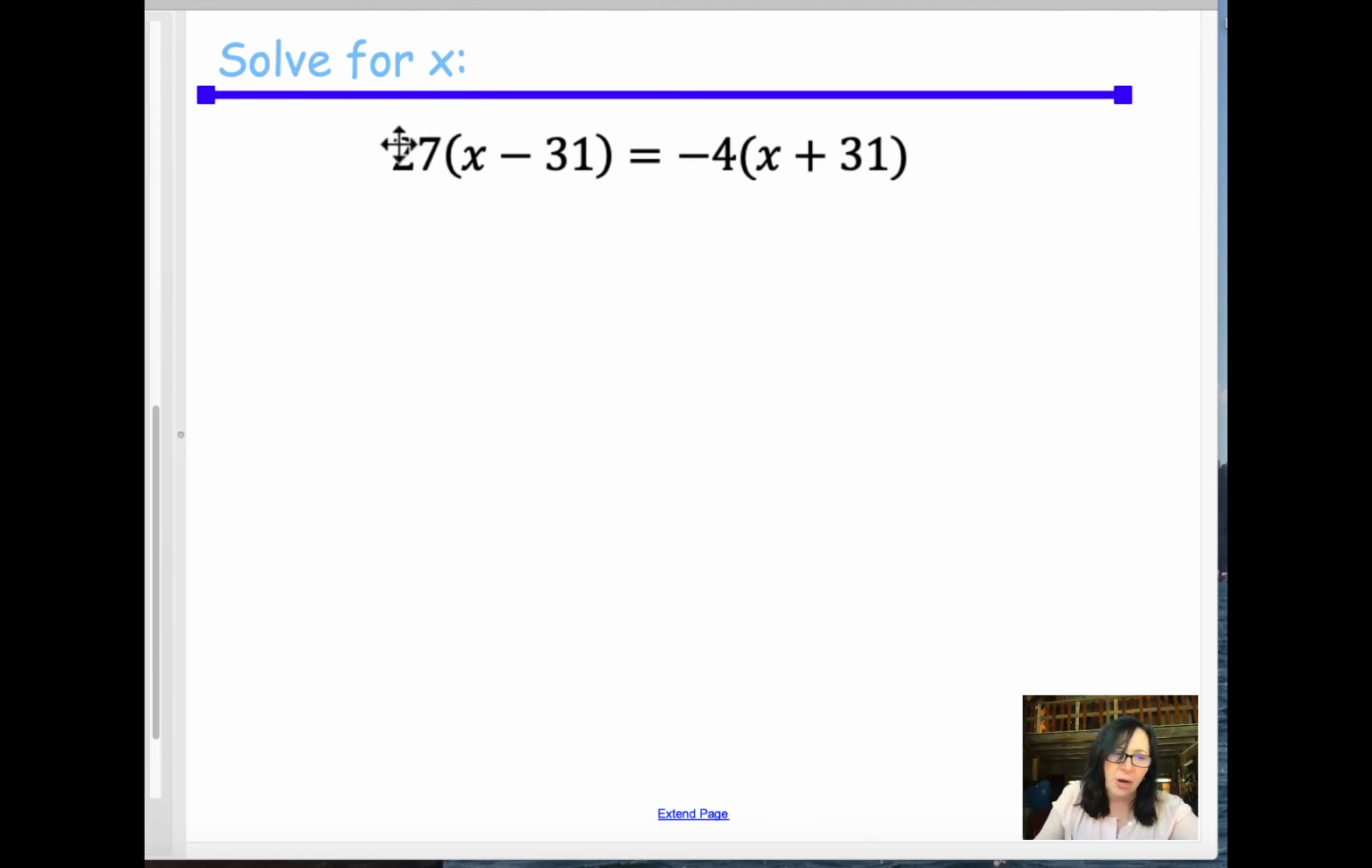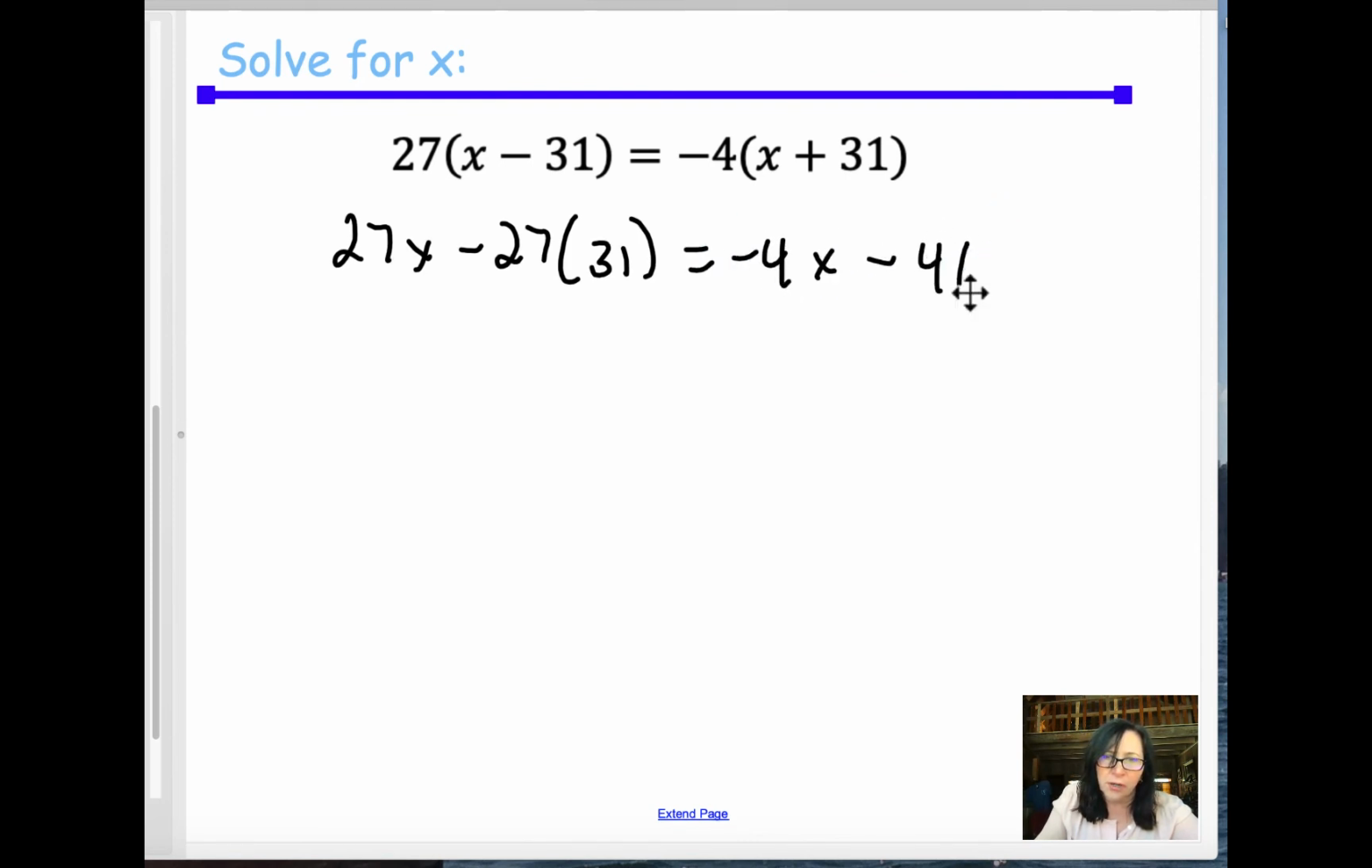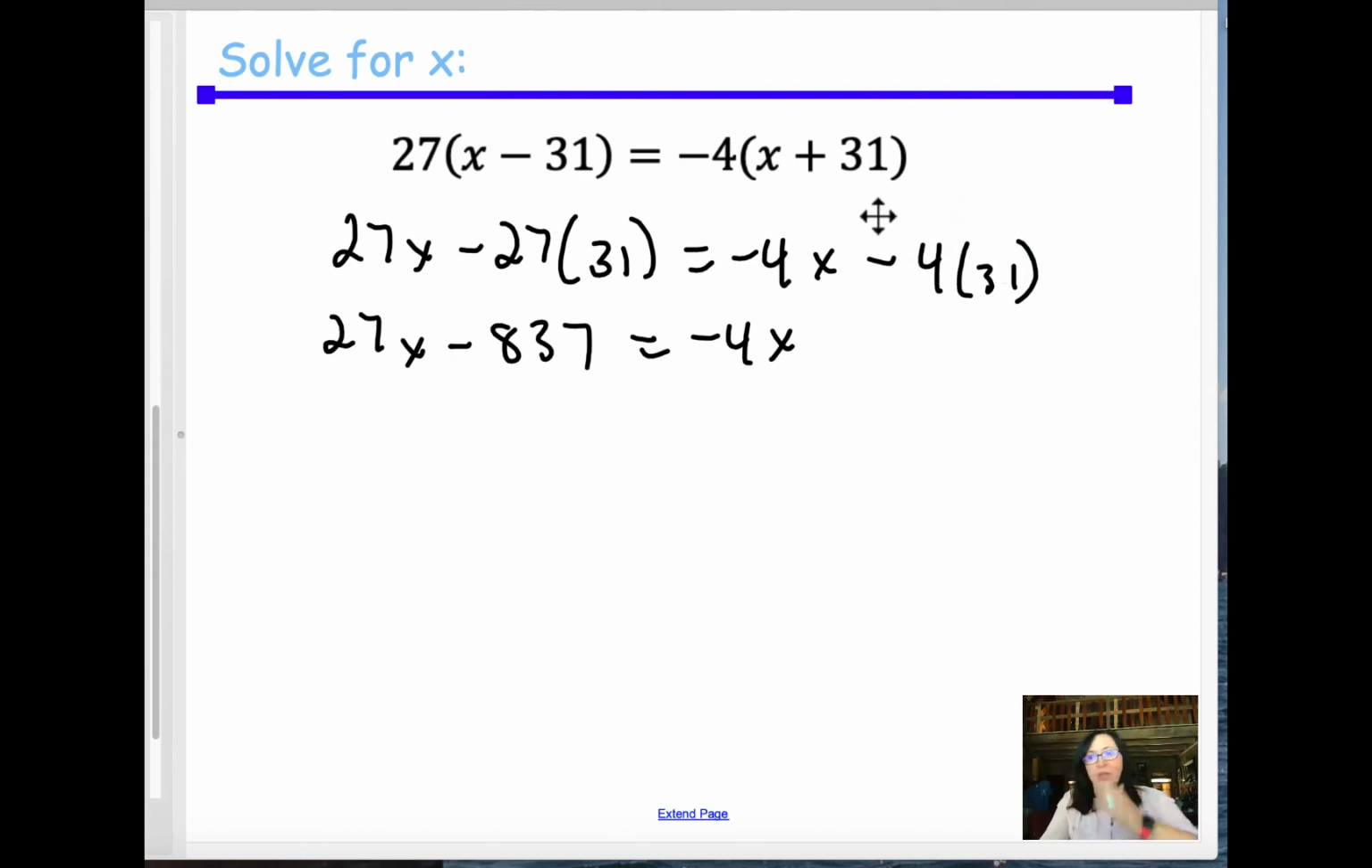For this problem here, I am going to multiply again the 27, because again, I always look for values that I can reduce if I can, but not here. Using the distributive property, we're going to get 27x minus 27 times 31 equals negative 4x minus 4 times 31. Now, multiplying these out, I'm going to get 27x, and then 27 times 31 is negative 837, is equal to negative 4x, and then negative 4 times 31 is going to be negative 124.